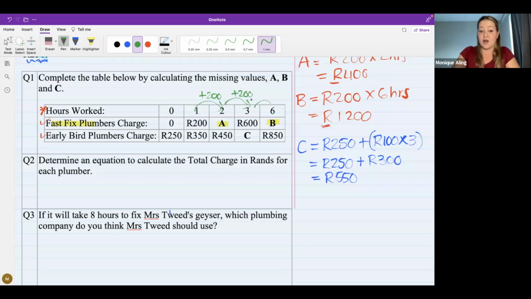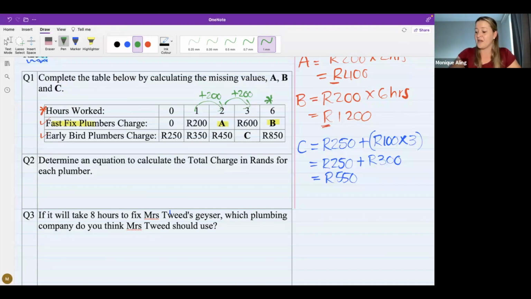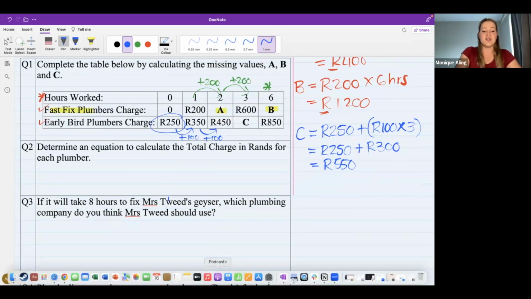Okay, but obviously not at the last step, because the last step jumps from 3 to 6 hours. So it does not go up by 200 Rand. So here is where we would encounter a problem, and that's why we need a formula. Okay, then if we look at Early Bird Plumbers, it started at 250, but then it's increased by 100 Rand each time. So yes, that answer is perfect.